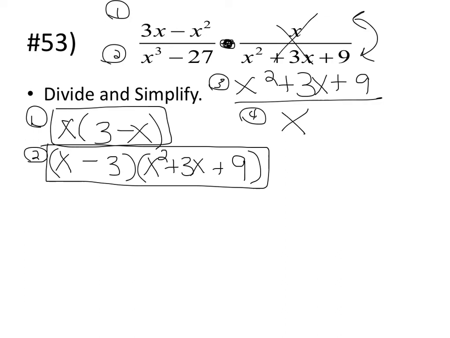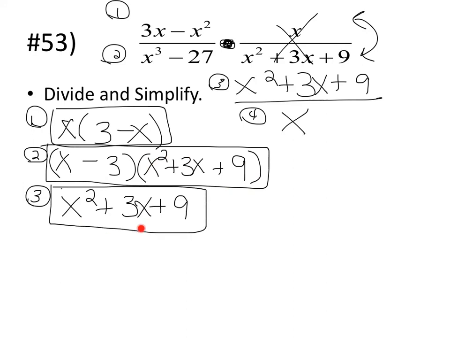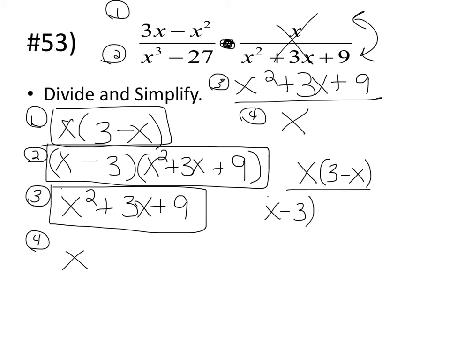Okay. 3, we've got x squared plus 3x plus 9. So looking at this, notice this and this are the same. So don't even try to factor that. Leave it alone because you know it's going to cancel with this. And then number 4 is just x. So when I rewrite this, it's going to be x times 3 minus x over x minus 3 times x squared plus 3x plus 9 times x squared plus 3x plus 9 over x. So let's see what cancels.